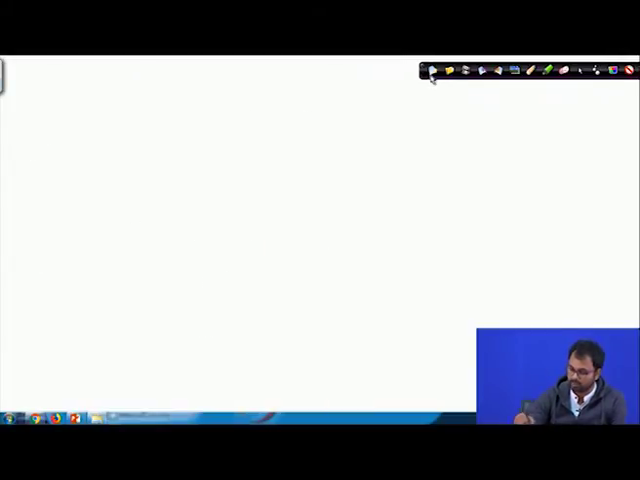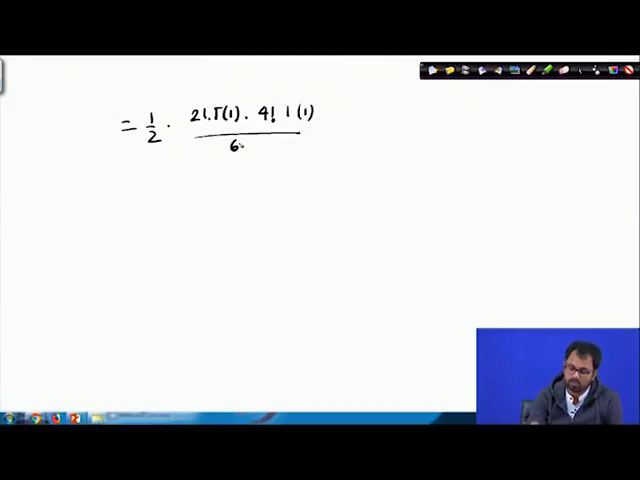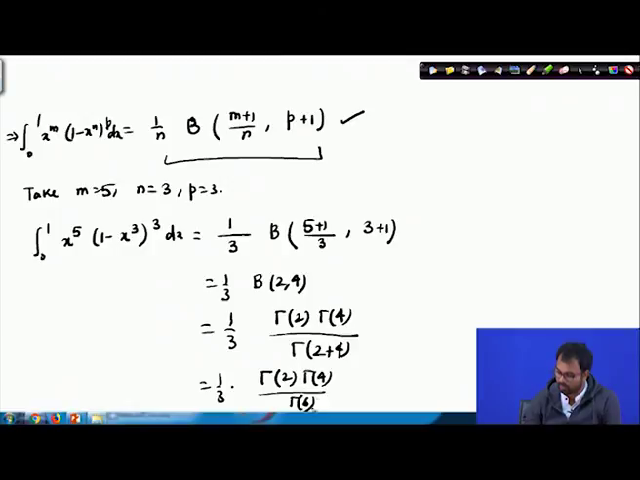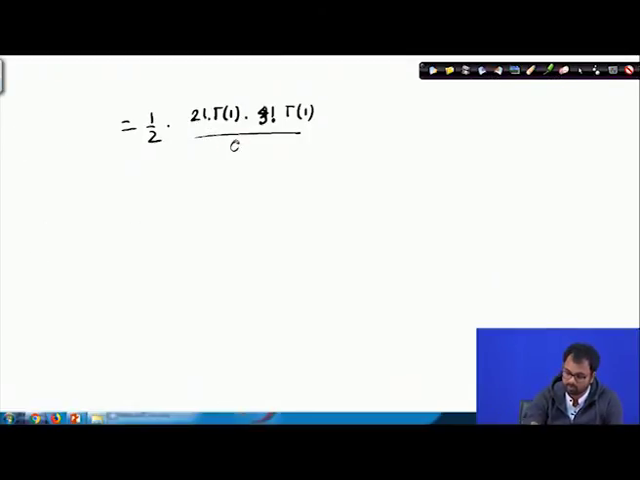And now, I can write this whole thing using the gamma factorial relation. So, gamma 2 is factorial 1 times gamma 1 and gamma 4 is factorial 3 times gamma 1, and gamma 6 will be factorial 5 times gamma 1. So, all the gamma 1s will be 1. So, this will be 1 by 3 times (1 times 3 times 2 times 1) divided by (5 times 4 times 3 times 2 times 1).